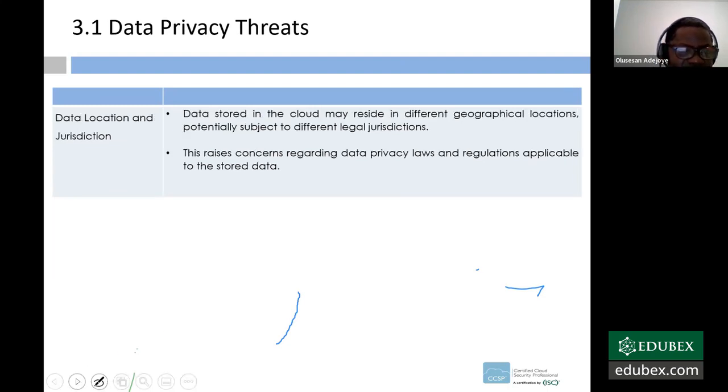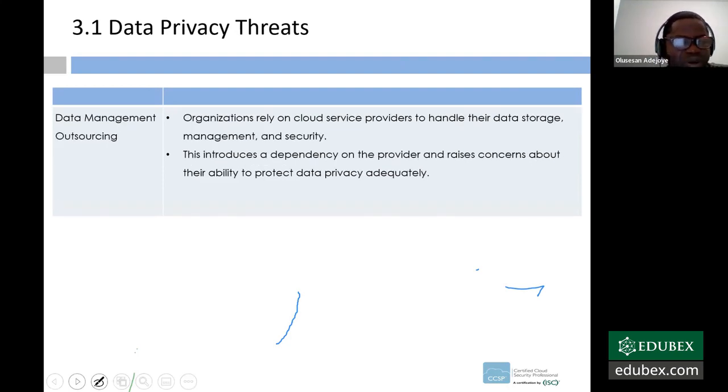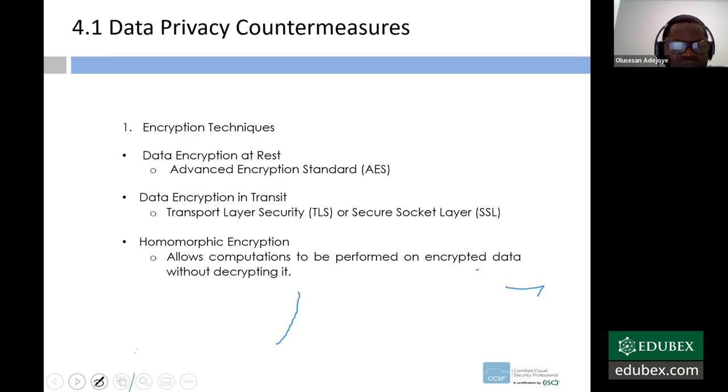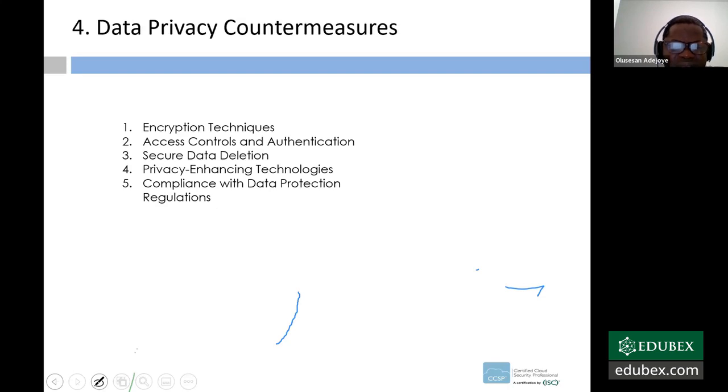All right, so let me take questions. I've talked about data allocation and jurisdiction. Let me skip outsourcing. Now we're moving to the last part: data privacy countermeasures. What are the countermeasures we can adopt? We can use encryption techniques, that's one. Access control and authentication, I've talked about that. Then secure data deletion, privacy-enhancing technology, and compliance with data protection regulations.